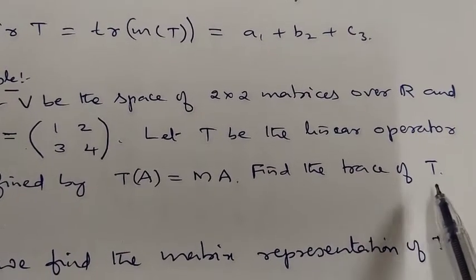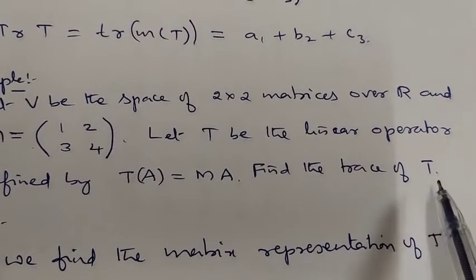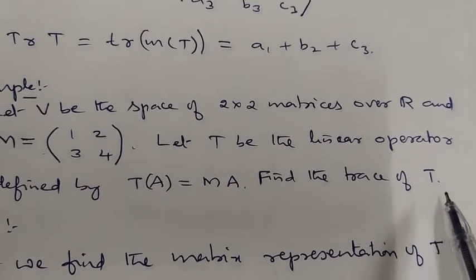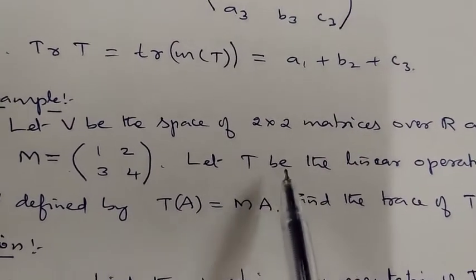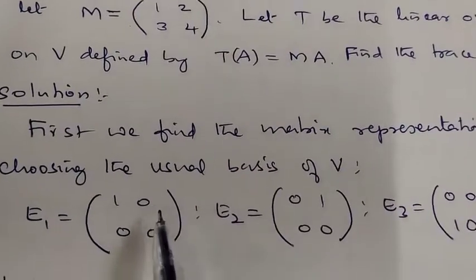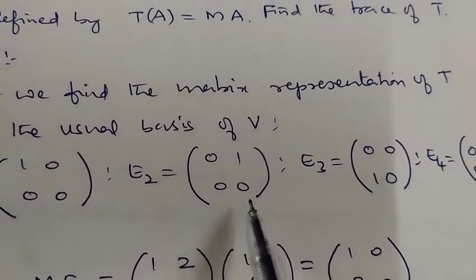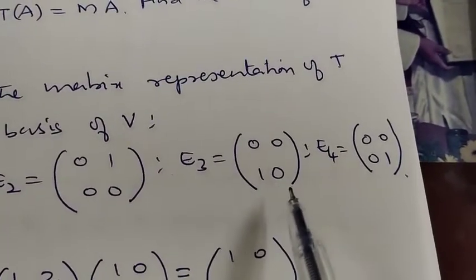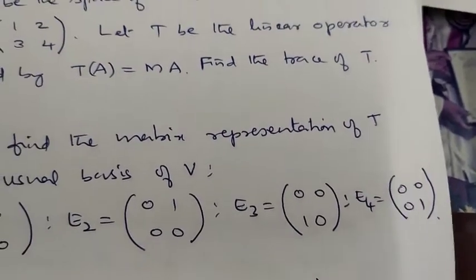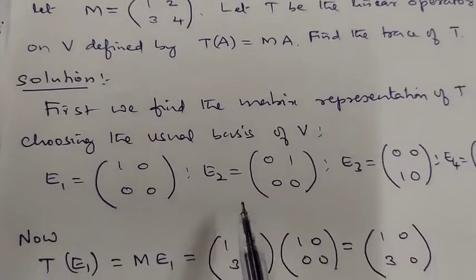Now to find the trace of the transformation, we need to find the matrix of T first, in the standard basis. What is the standard basis for the vector space of 2 cross 2 matrices? The standard basis is E1 = [1 0; 0 0], E2 = [0 1; 0 0], E3 = [0 0; 1 0], E4 = [0 0; 0 1]. So using this standard basis, I calculate the matrix of T.